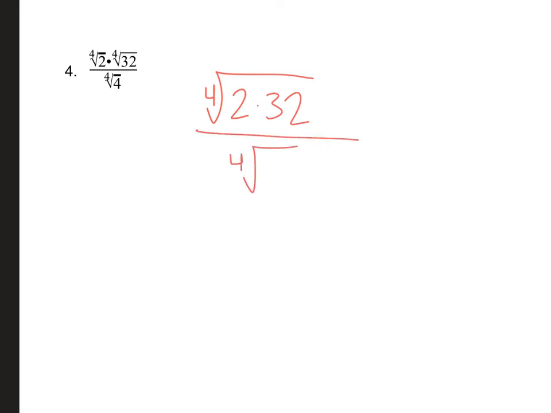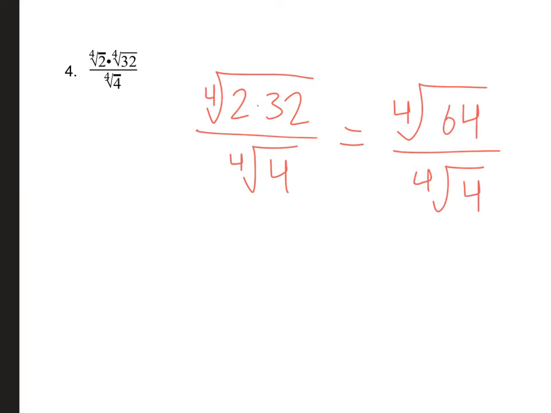And I'll just bring this along just to make sure I don't forget about it. 2 times 32 is 64. So it's actually going to end up being like the one we just did, but that's okay. So we have the 4th root of 64 over the 4th root of 4.